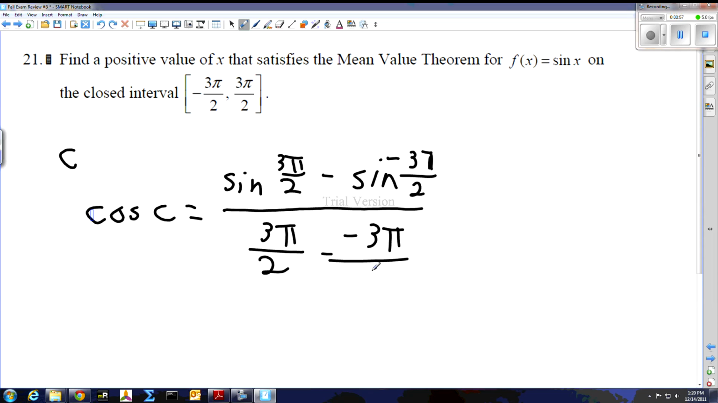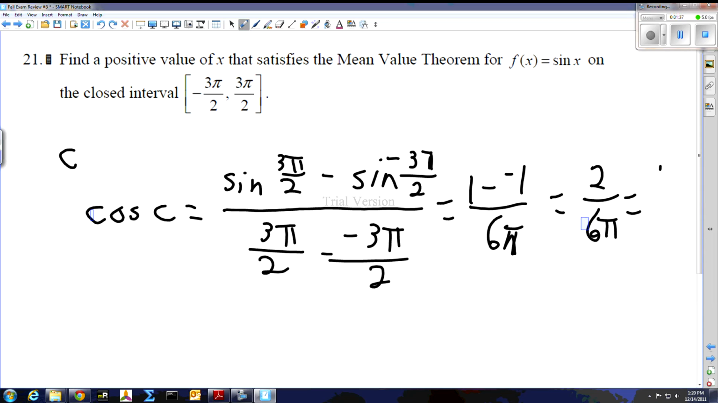So if we do this, the bottom, 3 pi over 2 minus negative 3 pi over 2, winds up giving us just 6 pi. Now what happens in the numerator? 3 pi over 2 has a reference angle of pi over 2. If you remember, the sine of pi over 2 is 1. So we have 1 minus negative 1, because this is between the third and fourth quadrants where the sine is negative. So we get 2 over 6 pi, which is 1 over 3 pi.